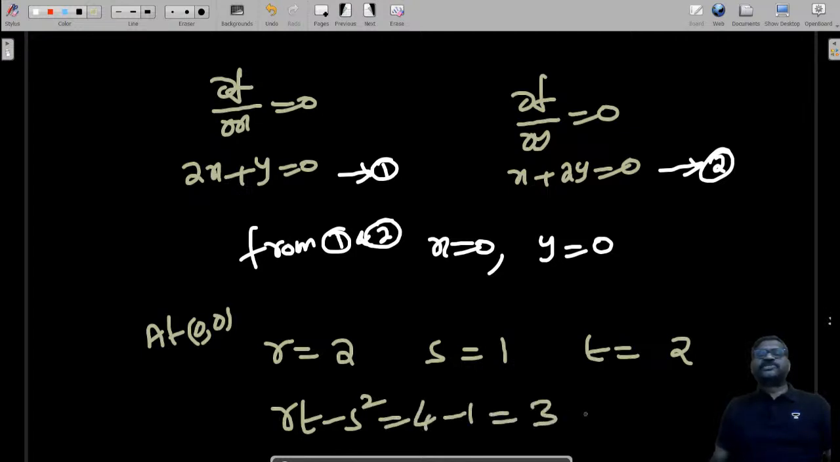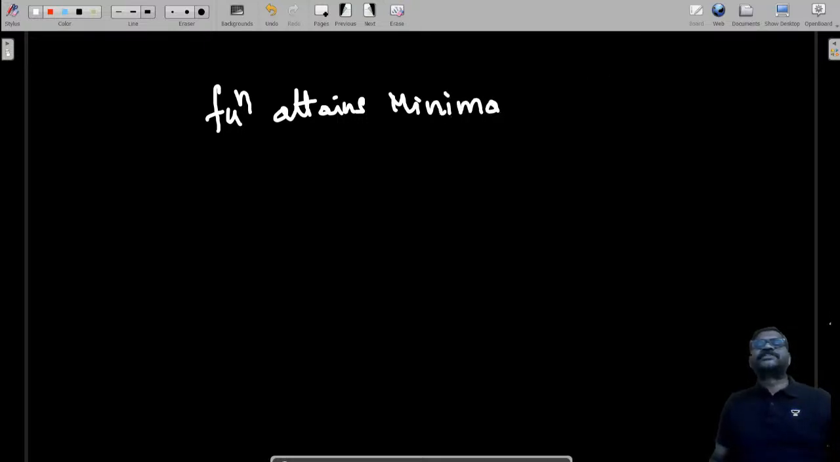rt - s² is 3, which is greater than 0. Therefore, minima. r value 2 greater than 0, rt - s² greater than 0. Therefore, minima. The function attains minima at (0, 0).